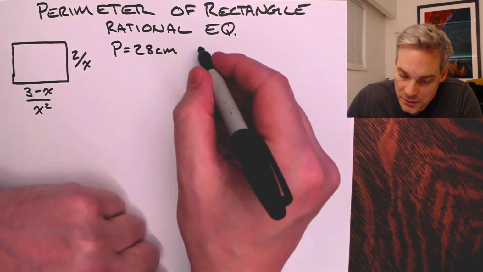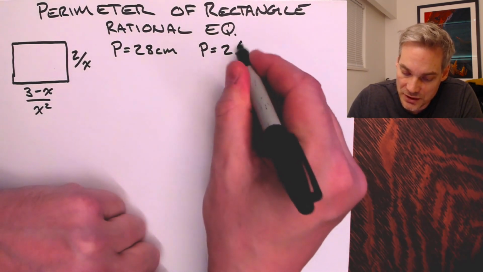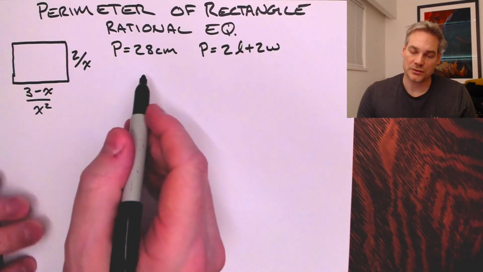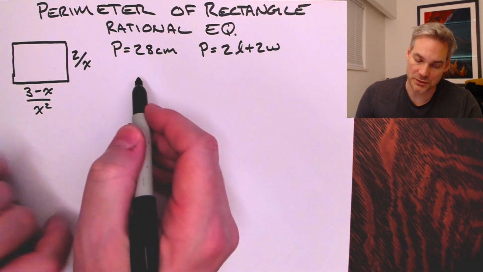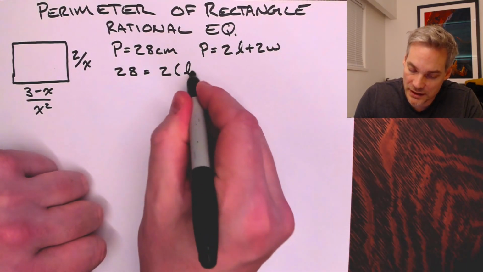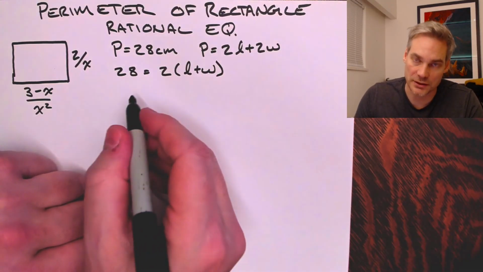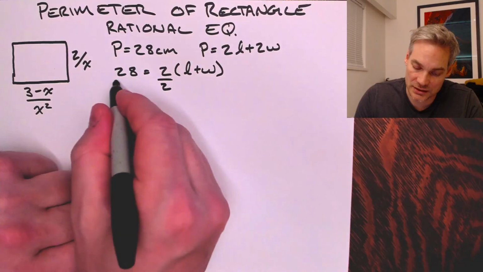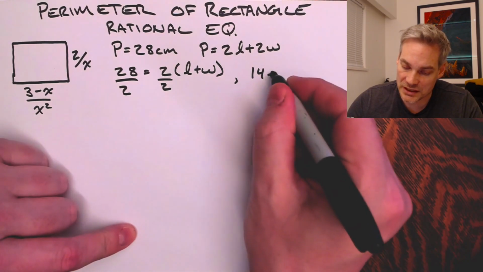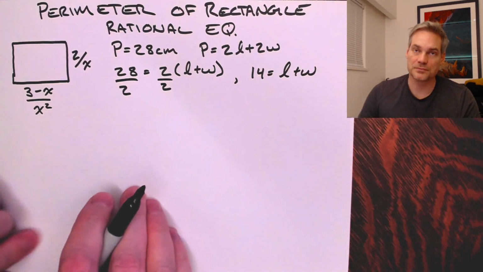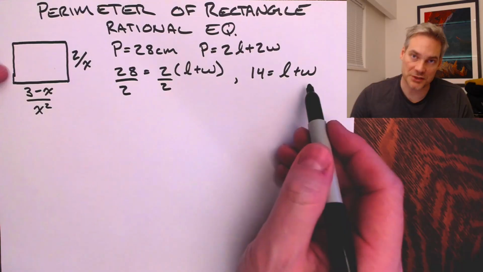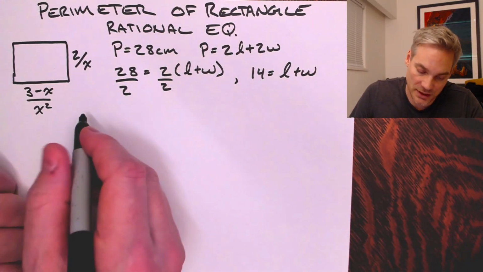So we know that the perimeter also equals 2 times the length plus 2 times the width. So I could actually reduce this before I even work with the rationals. I could just say, well, okay, I have 28 equals 2 bracket L plus W. So I factored the 2 out. And we cancel 2 from both sides. So now we have 14 equals the length plus the width. So now I just have to take the length and the width and substitute them in here and then solve for x. And that's what we'll do.